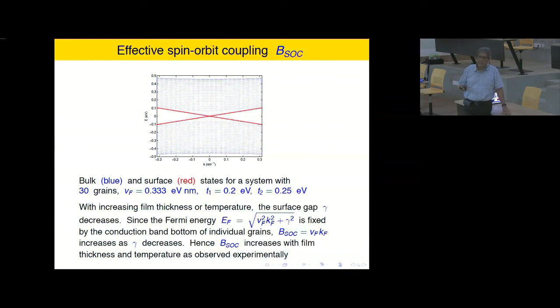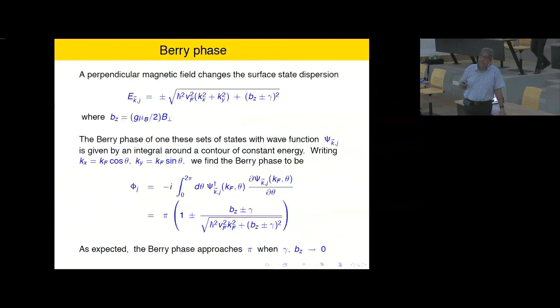Since the Fermi energy is fixed by the conduction band bottom, the EF is fixed. So if you decrease gamma, then this part has to increase. So this explains why the spin orbit coupling will increase with the film thickness or the temperature, which is what you observe experimentally. Then you can look at the Berry phase.